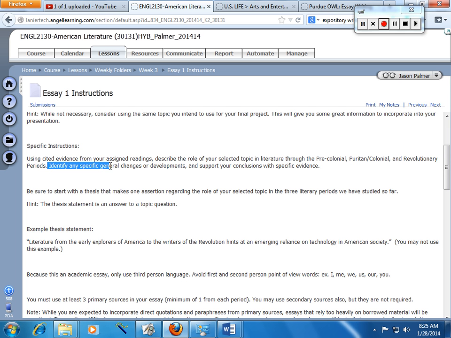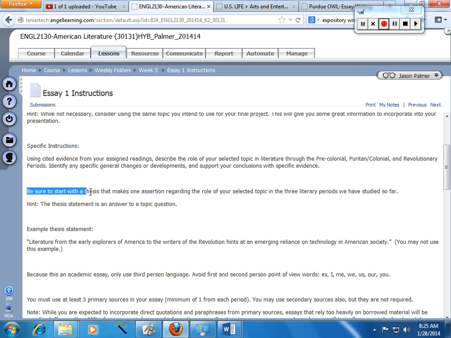It says identify any specific general changes or developments and support your conclusions with specific evidence. Basically, answer the question that you've chosen. Answer your topic question as best you can, looking at general changes, specific developments, specific changes, whatever you can find in the readings. Okay? That's where your evidence comes from. So if you're doing expository writing, which is writing that presents an argument and is based on a thesis statement, which includes an opinion, you need evidence to back it up. All right? And your evidence comes from the readings.